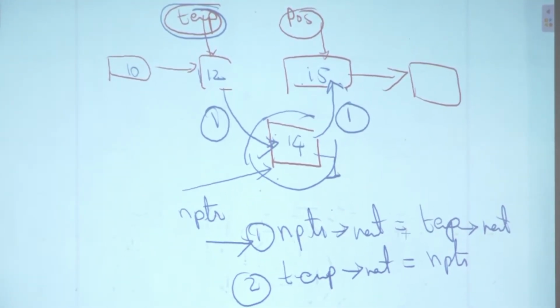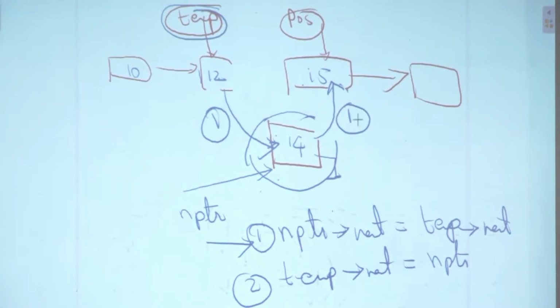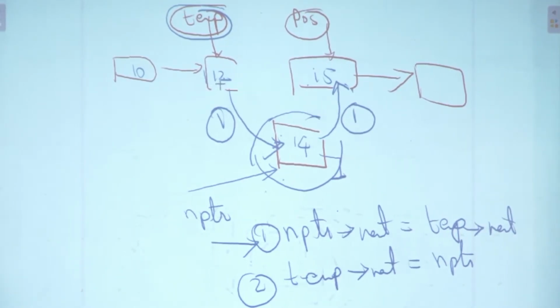So this will achieve that. NPTR's next is equal to temp's next, and temp's next afterwards. The sequence is very important. First, don't tamper with temp's next. That should become NPTR's next first, and then temp's next should be set to NPTR. If you do it the opposite way, you will get a different answer, completely haywire.